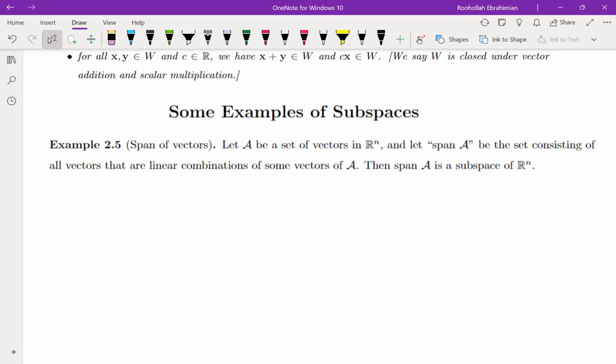Here's the first example. Span of vectors. Let A be a set of vectors in Rn, and let span of A be the set consisting of all vectors that are linear combinations of some vectors of A. Then span of A is a subspace of Rn. So we're going to go over the solution to this one. In order to do that, we will use the subspace criterion.